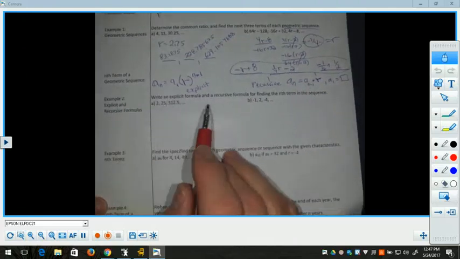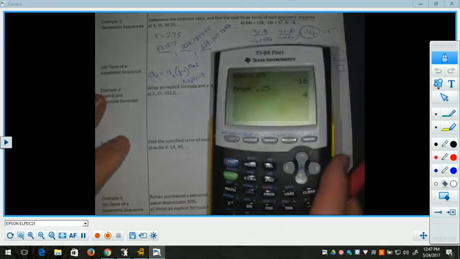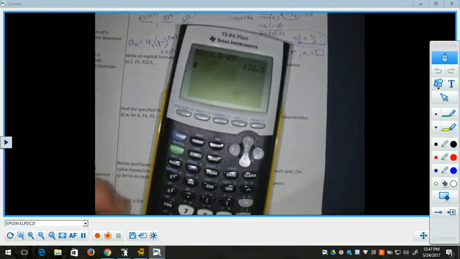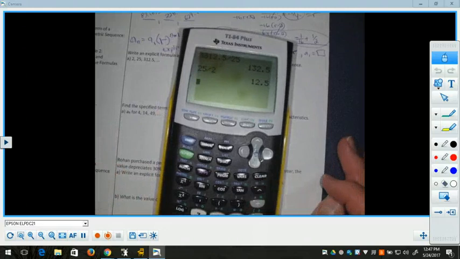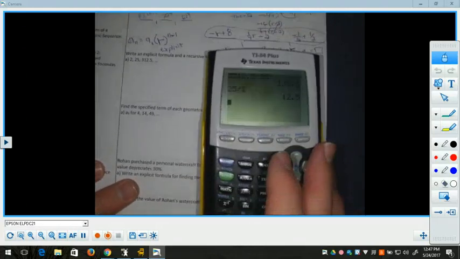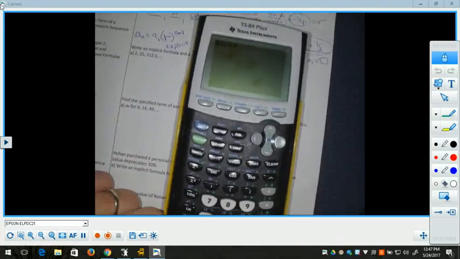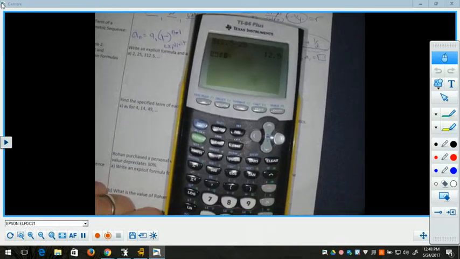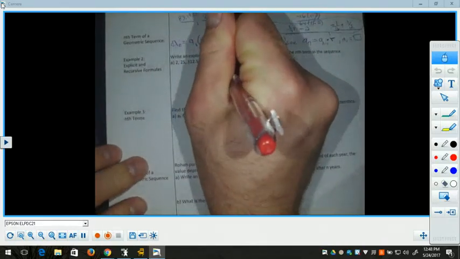Write an explicit formula and a recursive formula for finding the nth term in the sequence. Well, the recursive is the easiest. So for this, I'm going to do 312.5 divided by 25 and 25 divided by 2. Oh, I put in the wrong numbers. 312.5 divided by 25 and 25 divided by 2. Both times it's 12.5, so the value of r is 12.5.